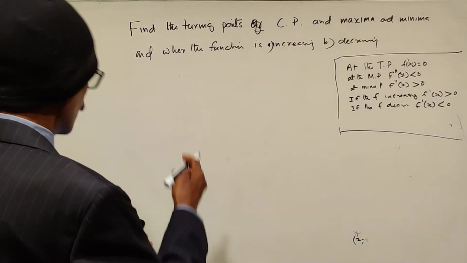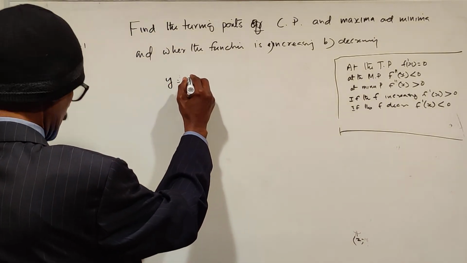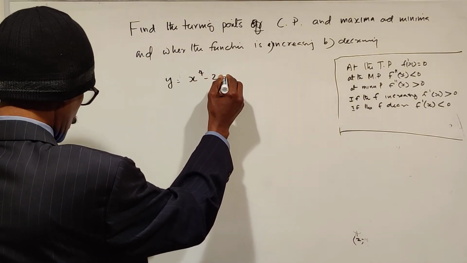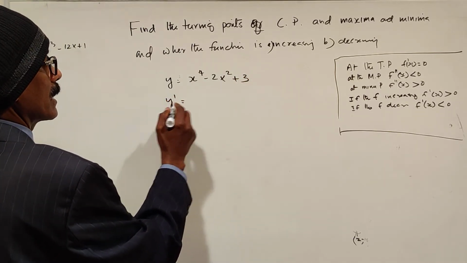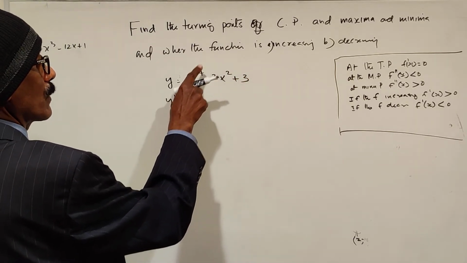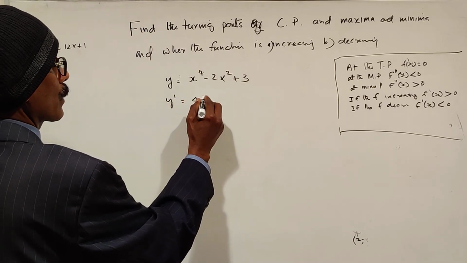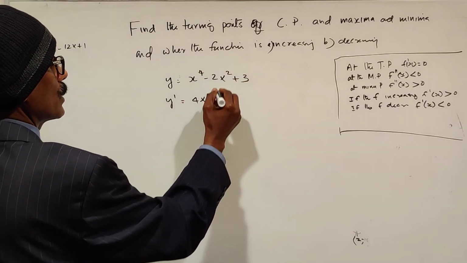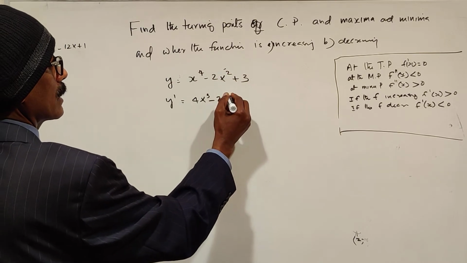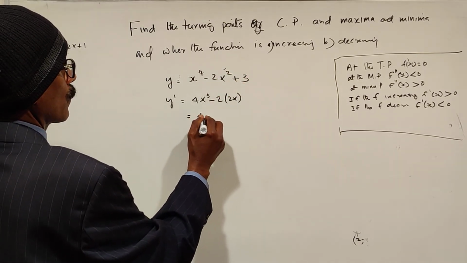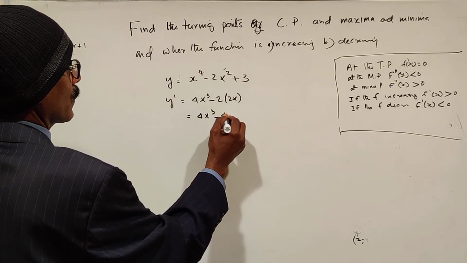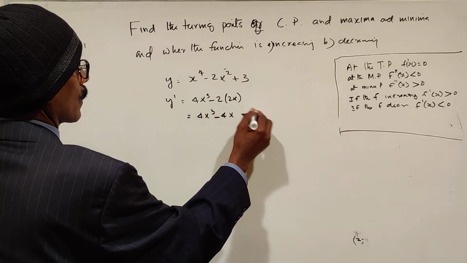The last one. y is equal to x raised to 4 minus 2x square plus 3. dy/dx equals, what is the derivative of x raised to 4? 4x cube, minus 2 into, what is the derivative of x square? 2x. What is the derivative of 3? 0. So 4x cube minus 4x equals 0.